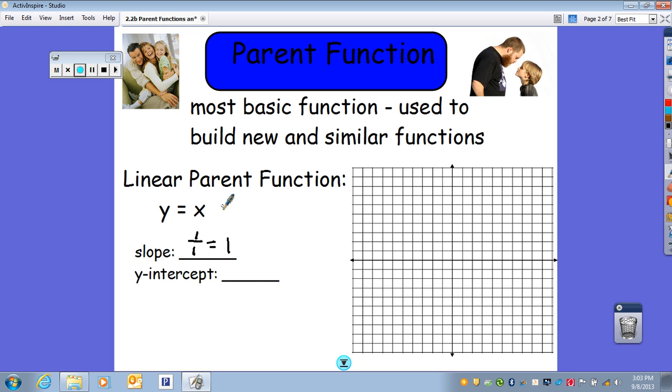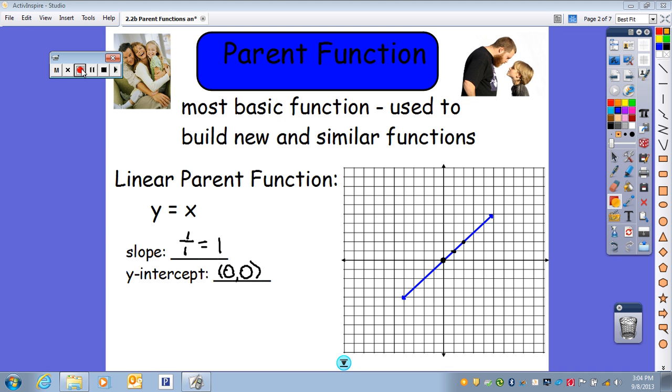The y-intercept: we don't see anything after the x, which would be 0. So our x value is always 0, and we will cross the y-axis at 0, meaning that our y-intercept is at the origin. If we are to graph our parent function, we'll first put a point at our y-intercept, which is at the origin (0, 0), and then we go up 1 and over 1 to make our new point, and again up 1 and over 1 for another point. Then we draw our line, and this will be what the graph of the parent function looks like, our basic linear function.